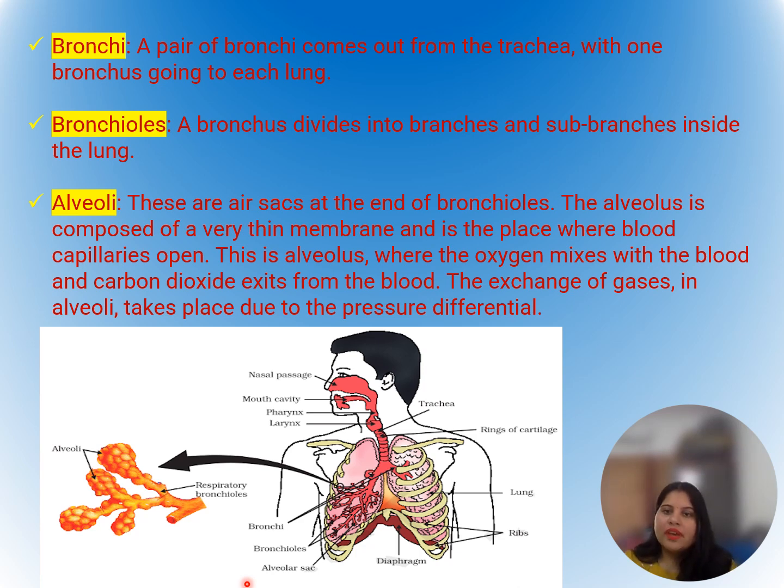The exchange of gases in alveoli takes place due to the pressure differential, because during this process a pressure difference occurs. Because of that pressure difference, exchange of gases takes place. You can see in this image of the respiratory system, first the nasal cavity, then nasal passage, then pharynx. Below the pharynx is larynx. Then you can see the ring-like structure. This ring-like structure is known as trachea.